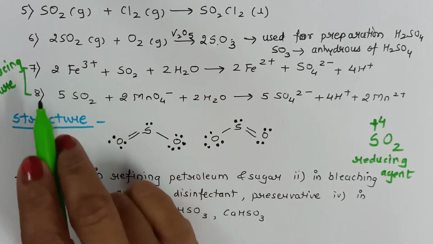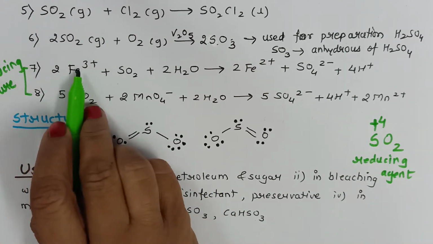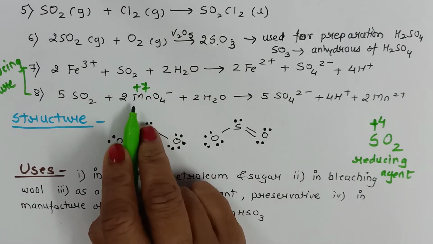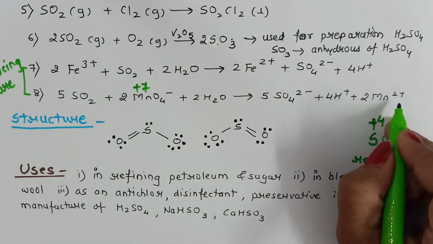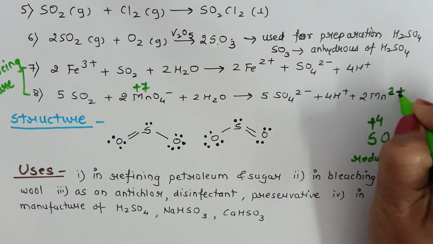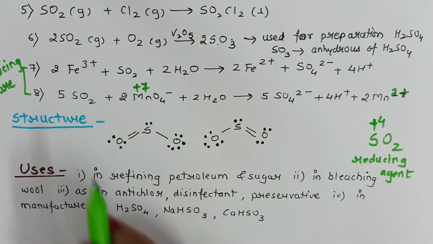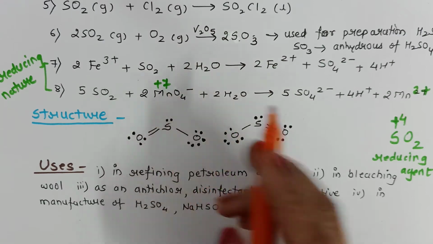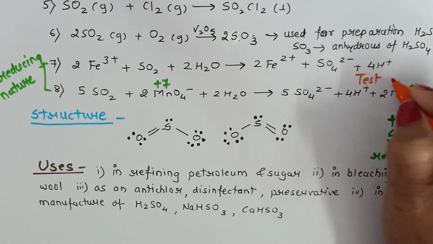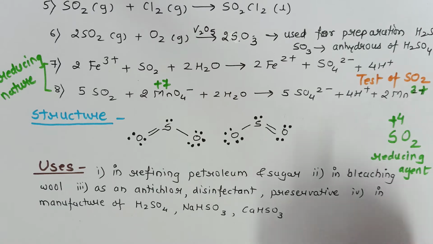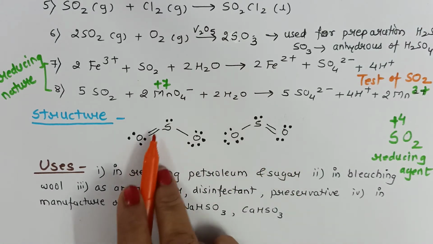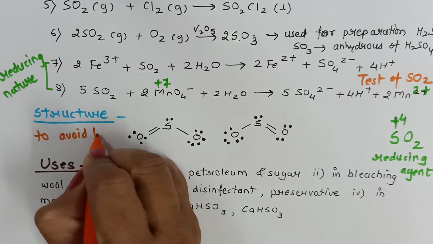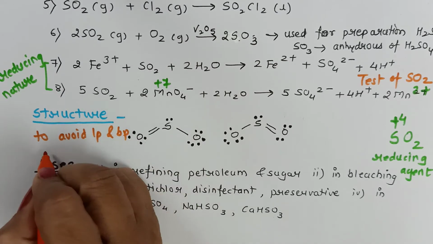In the first reaction, it is very clear that it reduces Fe3+ to Fe2+, and in the second one, manganese is in +7 oxidation state and gets converted to +2 oxidation state. So these two reactions prove the reducing nature of sulfur dioxide. These two reactions can also be used as tests for SO2. If we look at the structure of SO2, it has a bent shape to avoid the lone pair and bond pair repulsion.